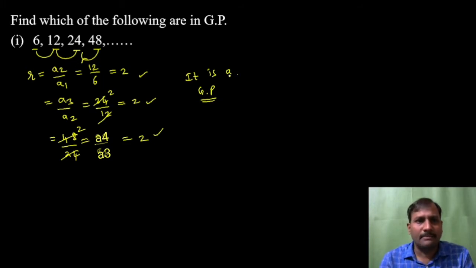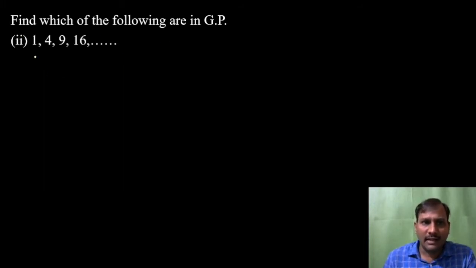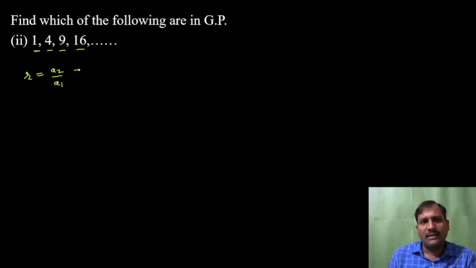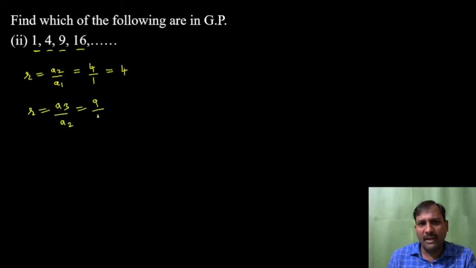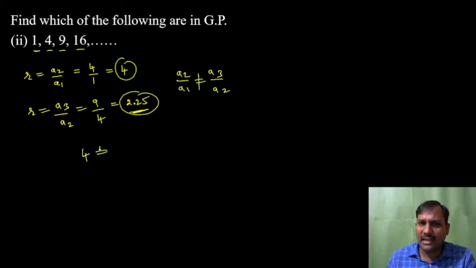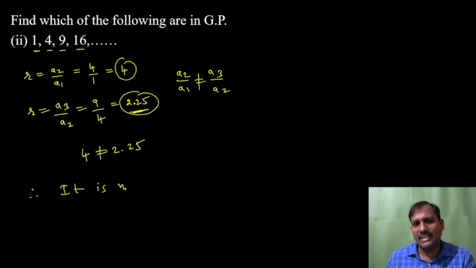Okay, next one: 1, 4, 9, 16. Let us take the common ratio A2 by A1, that is 4 by 1, which is equal to 4. Next, let us check A3 by A2, 9 by 4, which is equal to 2.25. Are A2 by A1 and A3 by A2 equal? No, the ratio is not equal. 4 is not equal to 2.25. Therefore, it is not a GP.